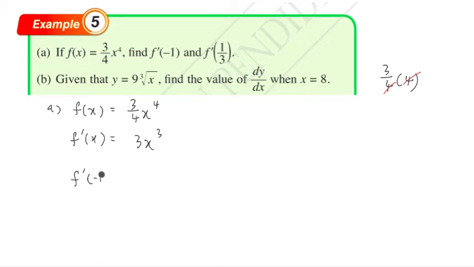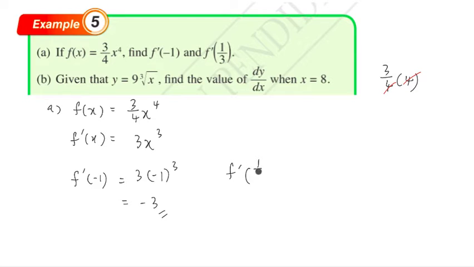So I substitute the -1 into your f prime function, where the f prime function is 3x to the power 3. Now in the bracket is -1, so I substitute -1 inside. -1 to the power 3, -1 times 3, -3.